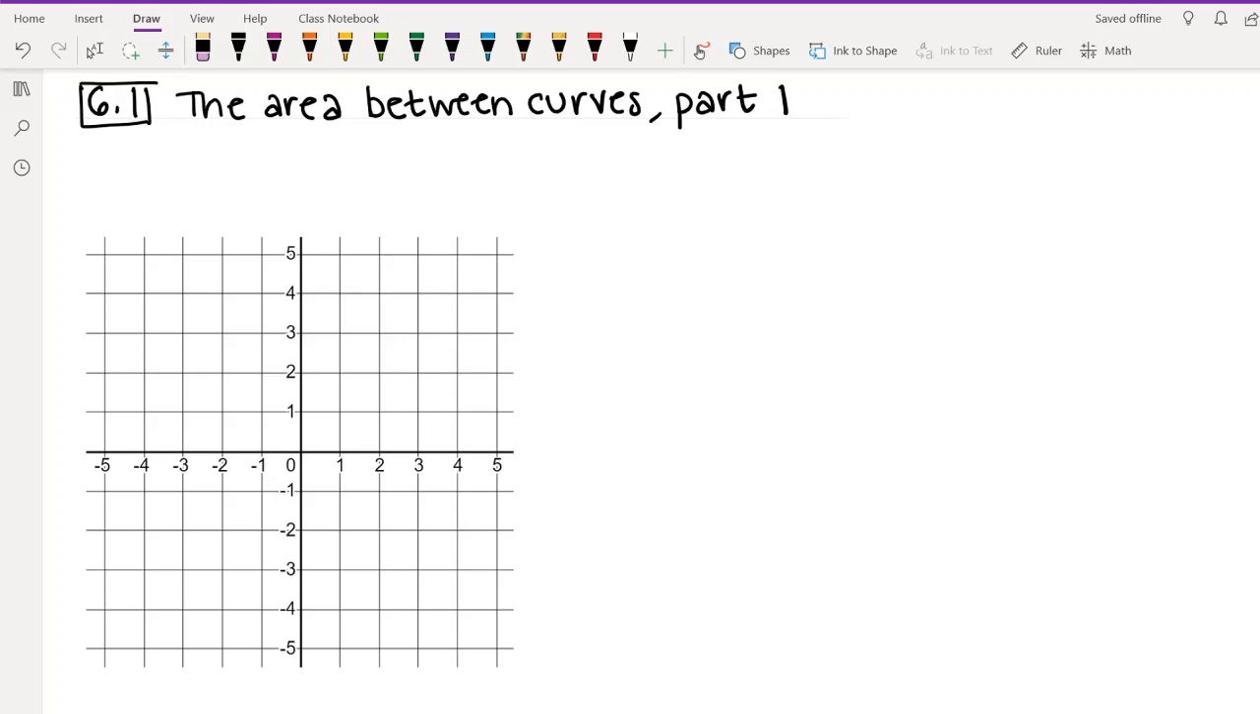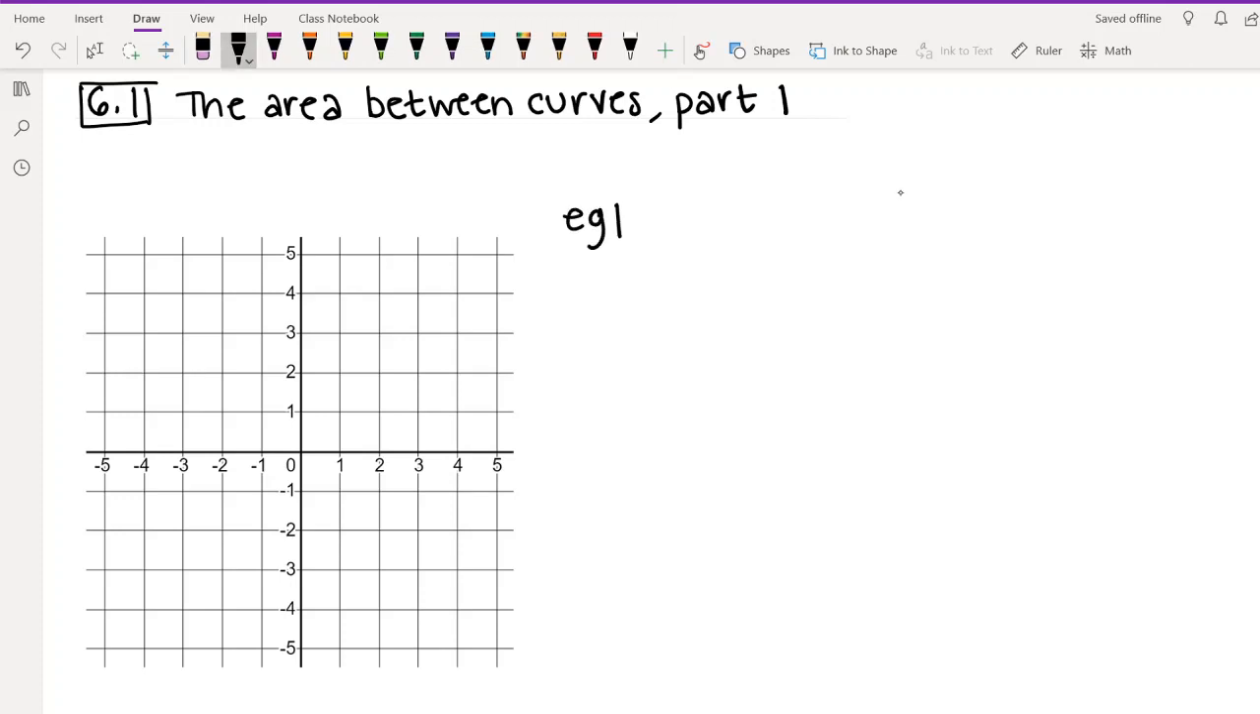So just to give you a heads up, sections 6.2 and 6.3 are going to be about finding volumes, so three-dimensional shapes. And those are topics that I think most students actually find among the most difficult topics in this class. So it's really important that you get a solid foundation with the area between two curves, because if you can handle that, then I think you'll have a much better chance of succeeding when we get to volumes. Okay, so I want to start with an example.